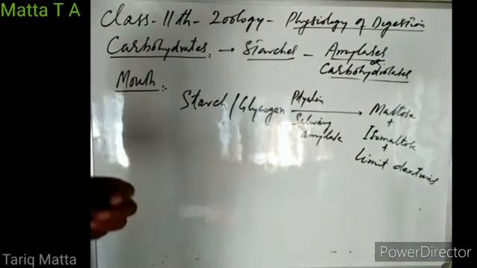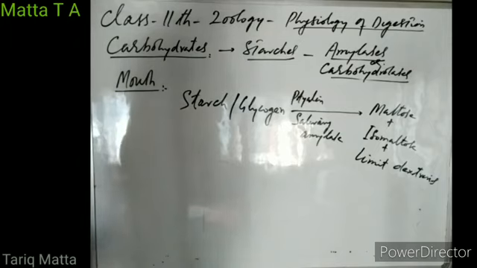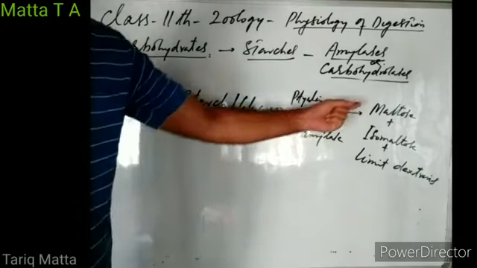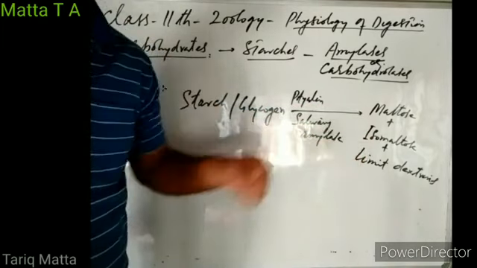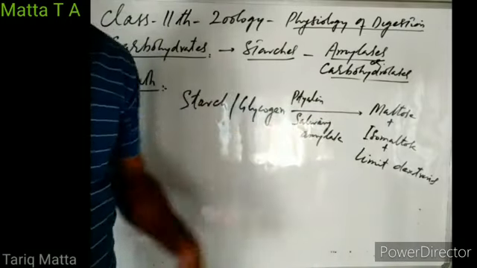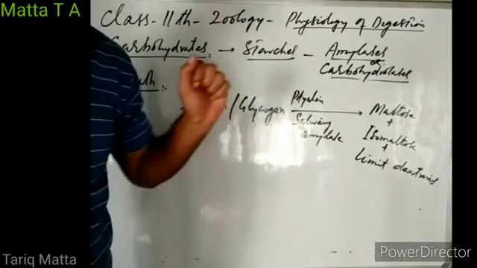As we ingest the carbohydrate rich food into our mouth, we start masticating this food. In the process of mastication, we mix saliva with our food. This saliva contains an enzyme, salivary amylase. This salivary amylase breaks this starch or glycogen into disaccharides like maltose, isomaltose and limit dextrins. We generally call them oligosaccharides, right?